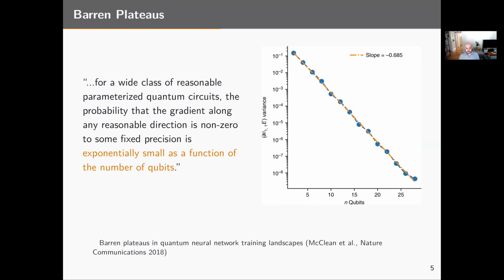So this has a lot of problems when it comes to scalability, as you want to increase the number of qubits of your model and understand more and more complicated behavior. And here we see a plot containing one of their numerical results showing this.